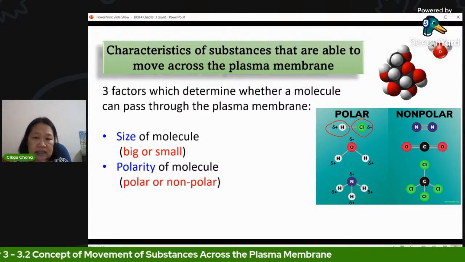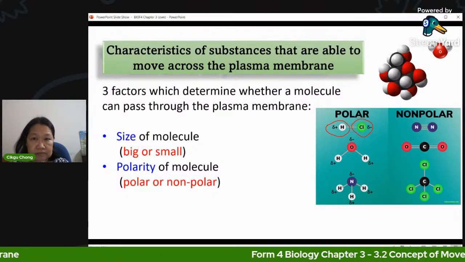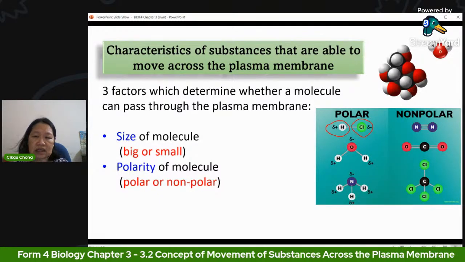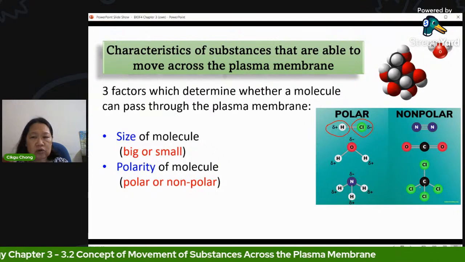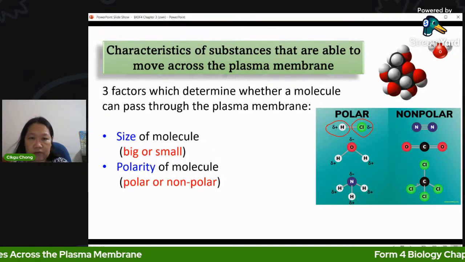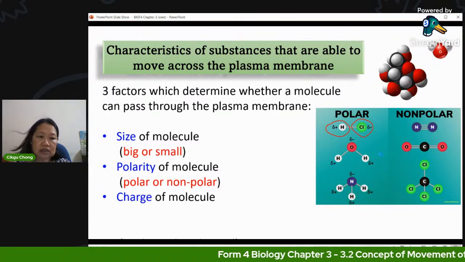The other one is NH3, a molecule of ammonia. For non-polar molecules, you have nitrogen gas, N2, CO2, which is carbon dioxide, and CCl4, tetrachloromethane.